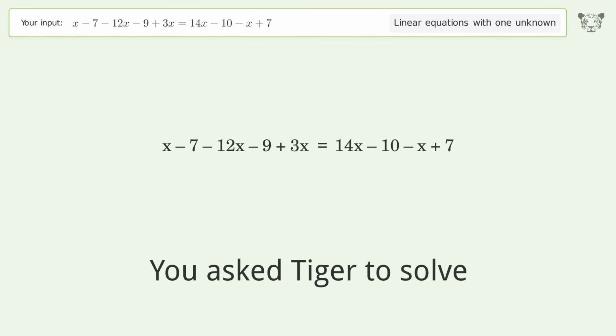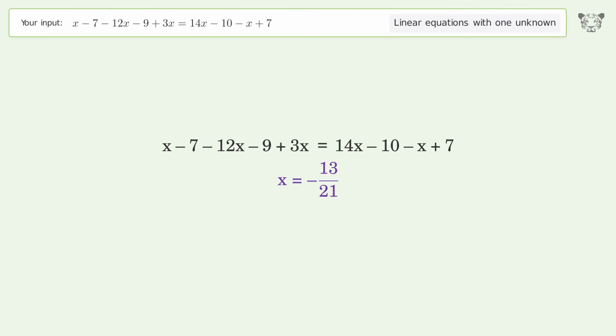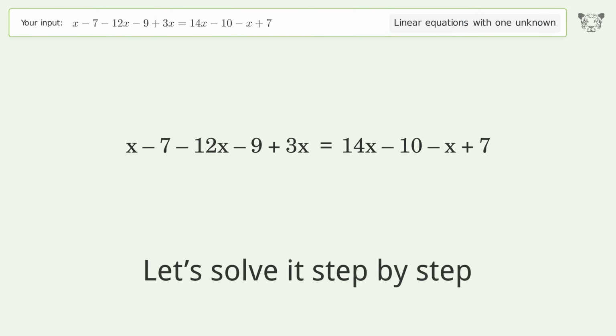You ask Tiger to solve. This deals with linear equations with one unknown. The final result is x equals -13/21. Let's solve it step by step.